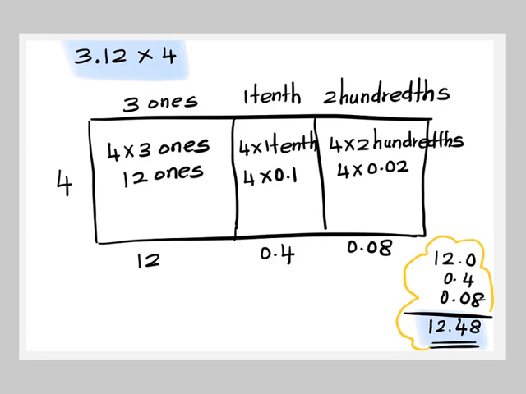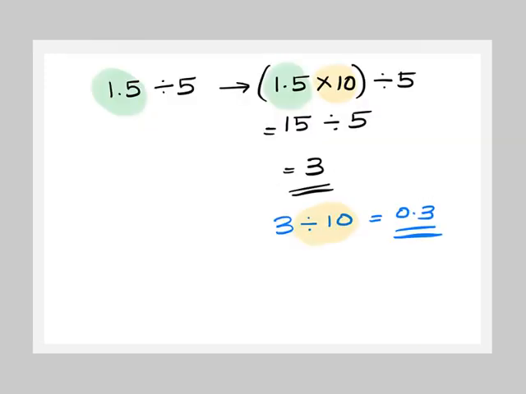The value of 2/100s, the value of 2/100s is 0.02. So now let us do 1.5 divided by 5.